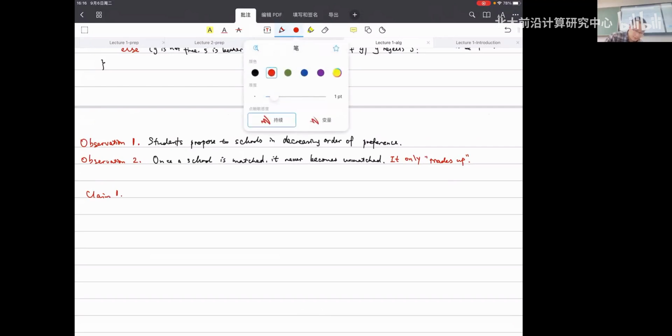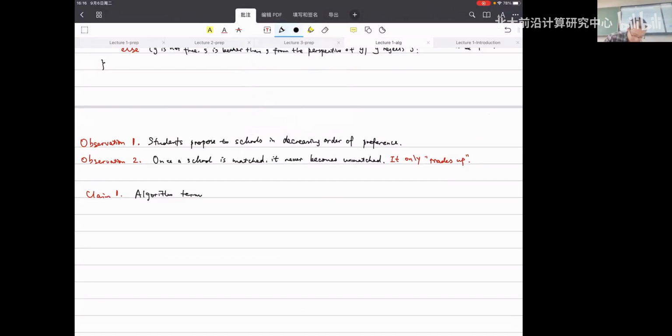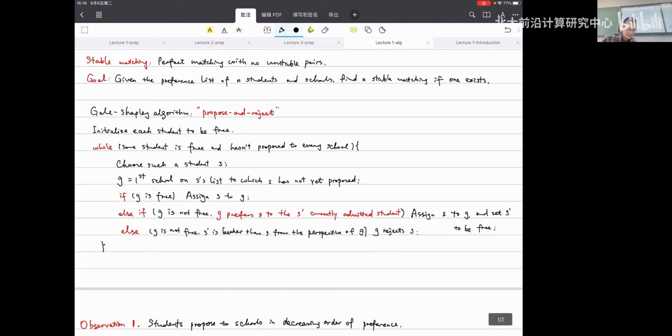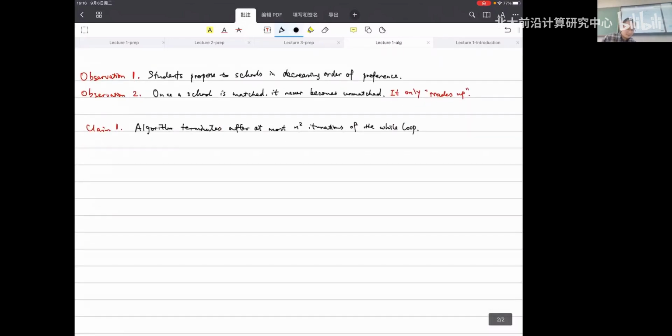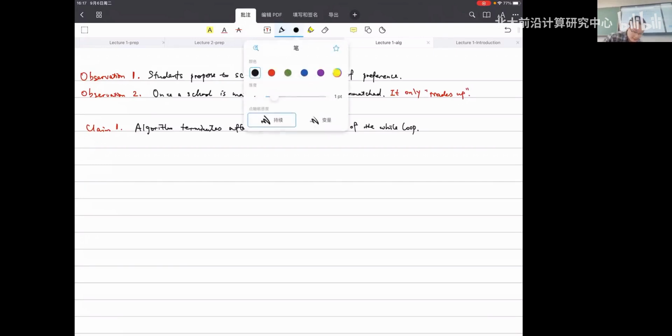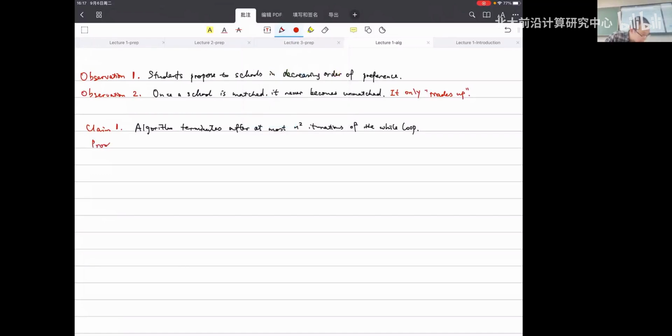Claim 1: the algorithm terminates after at most n squared iterations of the while loop. This is a question raised by one of the students: if I just give you the Gale-Shapley algorithm, it is not apparent that this algorithm is going to terminate. But this is something we can infer from these observations, that the algorithm terminates after at most n squared iterations of the while loop. So why is this the case? We just give a brief proof here.